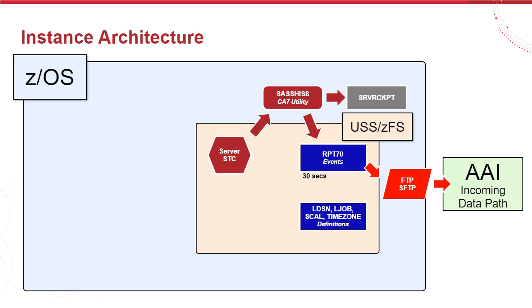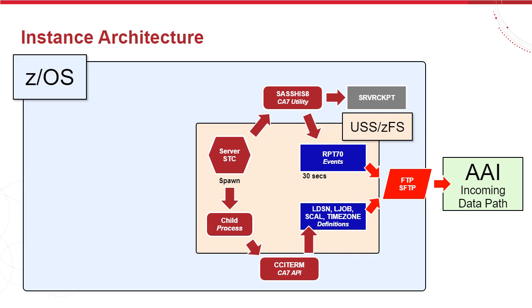The secondary purpose of server STC is to spawn a child process in USS that uses a CA7 API called CCI term to generate 4 definition files: LDSN for dataset dependency definitions, LJOB for job definitions, SCAL for calendars, and timezone, which stores the CA7 timezone. Just like RPT70, these files are generated in the ZFS directory and then sent by FTP or SFTP. Polling cycles are set to once a day by default.